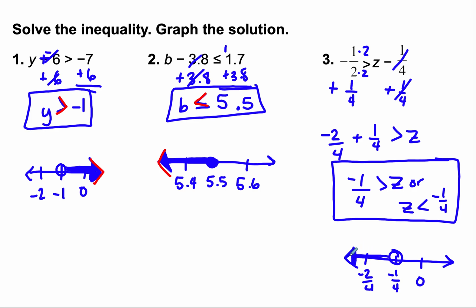Negative 1/4 needs to be the larger number when the two numbers are being compared. Negative 1/4 is greater than z. So if I put in negative 2/4, that would be true. Negative 1/4 is greater than negative 2/4. Or negative 2/4 is less than negative 1/4. Either one of these inequalities, they mean the same thing. Both are shaded this way.